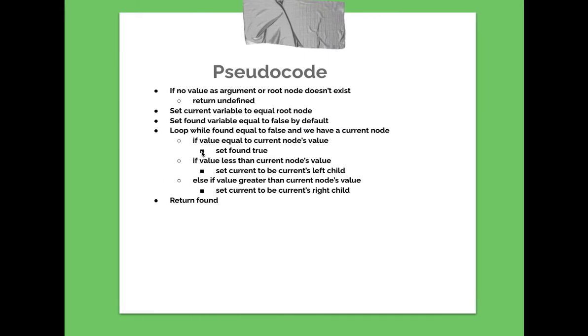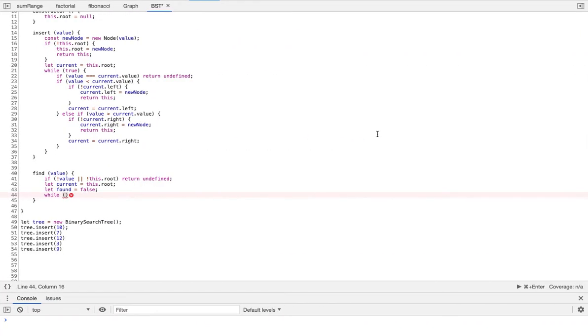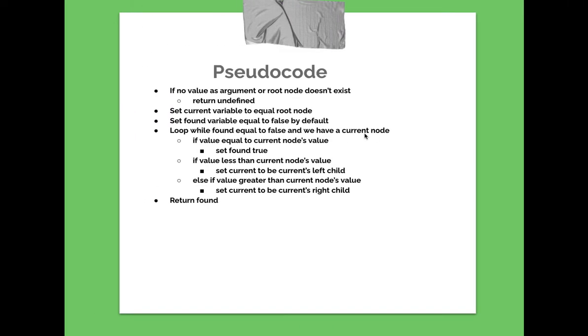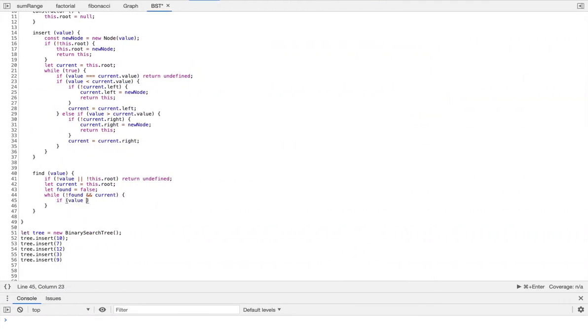Next, create a loop: while found is equal to false and we have a current node. So loop while not found and current, meaning we do have a current node at the moment and it's not null. If those two conditions are met, we're going to enter the loop and check if value is equal to current node's value, then set found to true. So if value is equivalent to current.value, that means the value we are searching for does indeed exist within our tree. Therefore, set found to true.